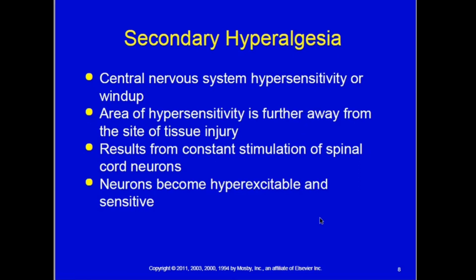Secondary hyperalgesia is central nervous system hypersensitivity, or wind-up. The area of hypersensitivity is further away from the site of tissue injury. It results from constant stimulation of spinal cord neurons, and these neurons become hyperexcitable and sensitive.